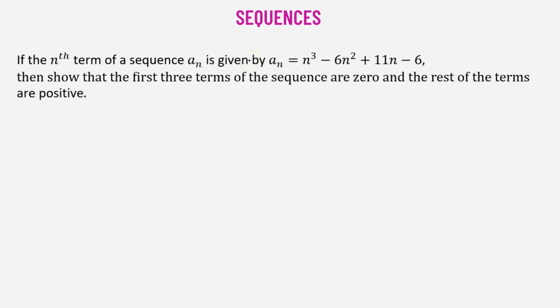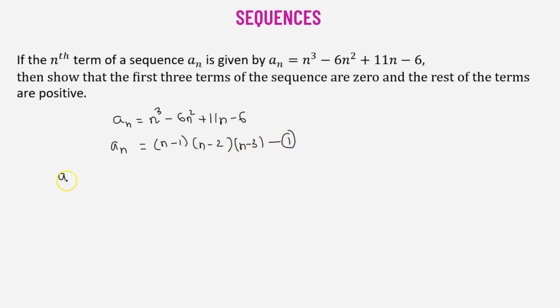Now in this problem, we are given the nth term of the sequence, n cubed minus 6n squared plus 11n minus 6. We need to show that the first 3 terms of the sequence are 0 and the rest of the terms are positive. So let's do that. We'll start with our given sequence, n cubed minus 6n squared plus 11n minus 6. We can factorize this cubic polynomial, which gives us n minus 1 times n minus 2 times n minus 3. So we have an in its factored form. Let this be number 1.